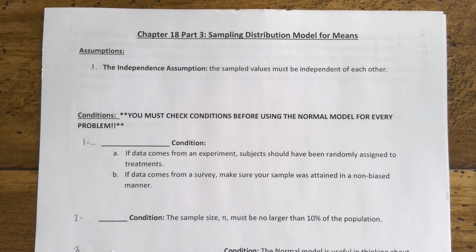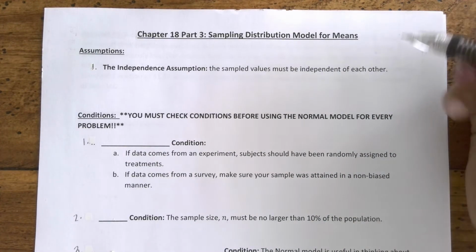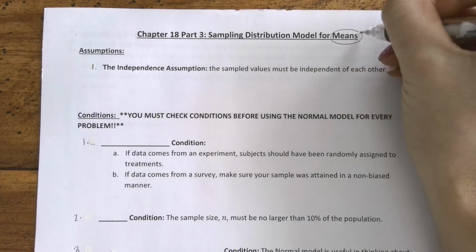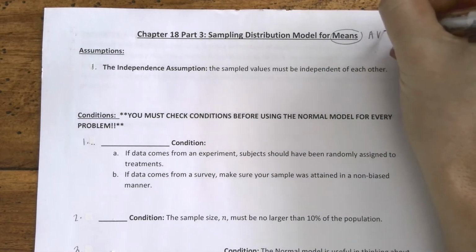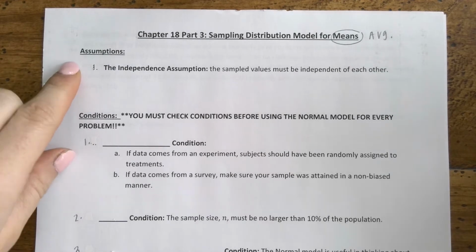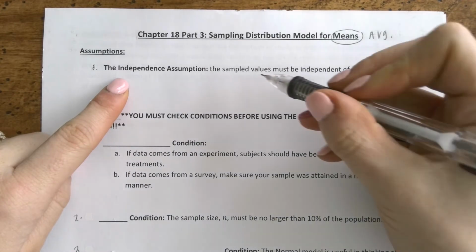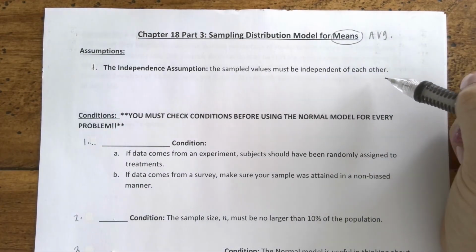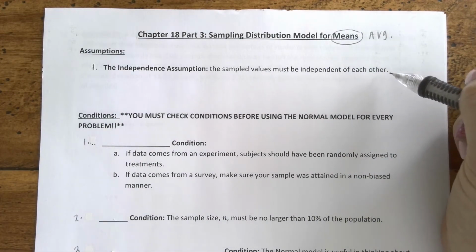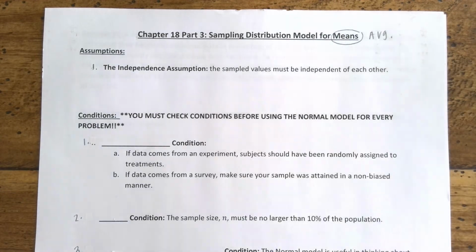Chapter 18, Part 3, we are going to continue working with sampling distributions, but this time we are going to look at sampling distributions for means or for averages. Now there's only one assumption here. The only assumption that we have to make is the independence assumption, which is that these sampled values must be independent of each other. This is usually pretty easy to determine, so just make sure you're thinking about whether each sample or each person that you ask, whoever you're getting that data from, is independent of the other.